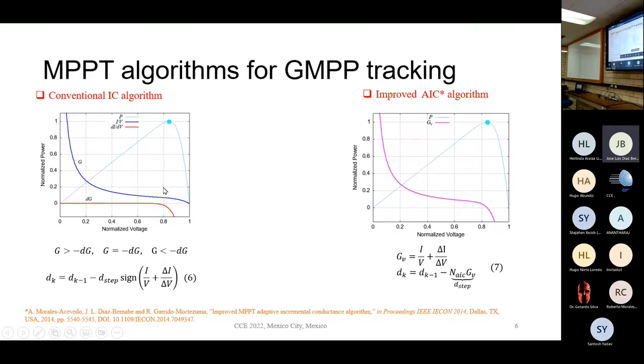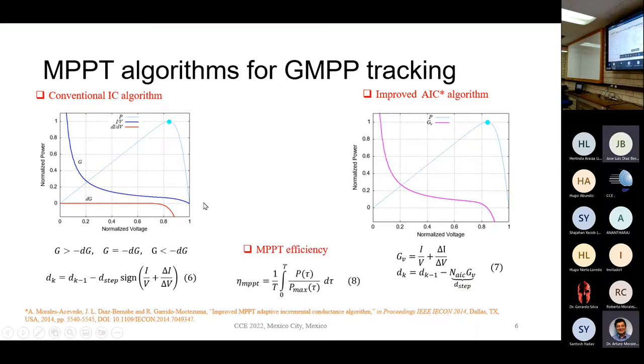The adaptive incremental conductance uses the general conductance function to add or subtract a non-constant correction term to the converter duty cycle. So the function GV, or general conductance, is large far away from the maximum power point, and small when you approach the maximum power point. So we have here a non-constant correction term for the duty cycle. The parameter NIC is adjusted in design to limit the maximum correction term.